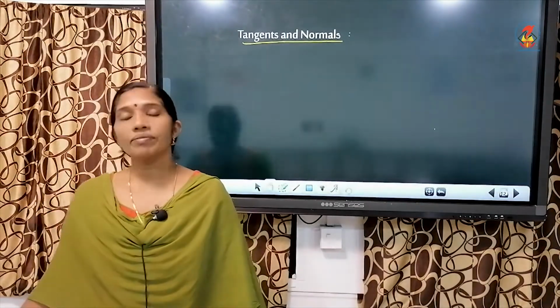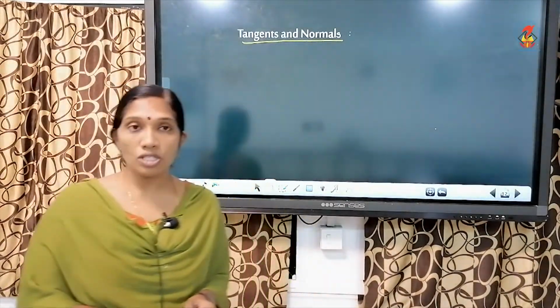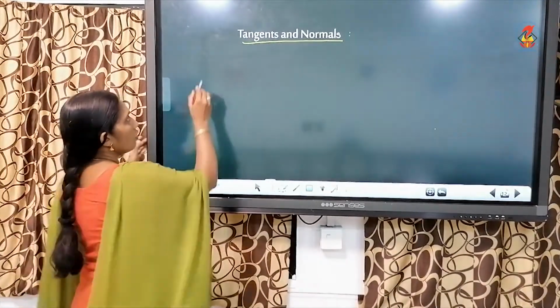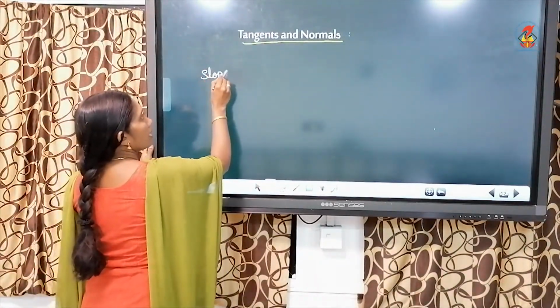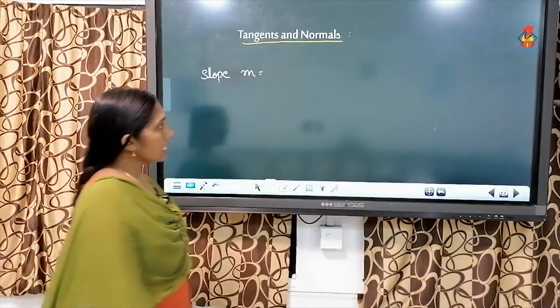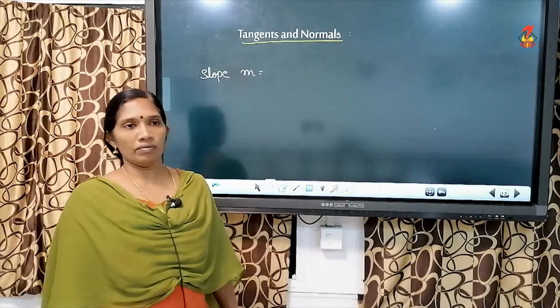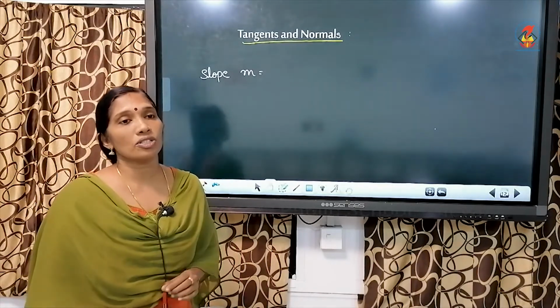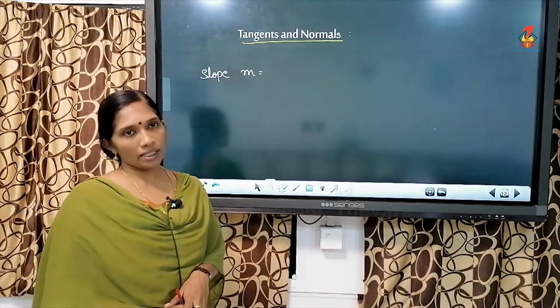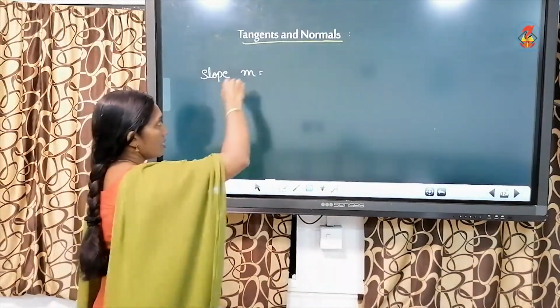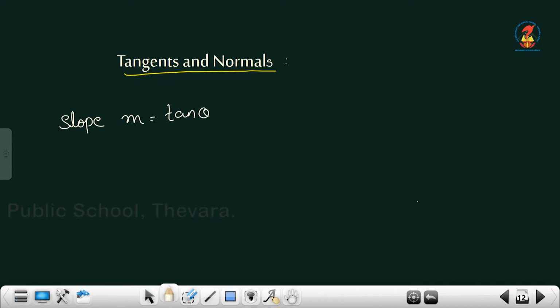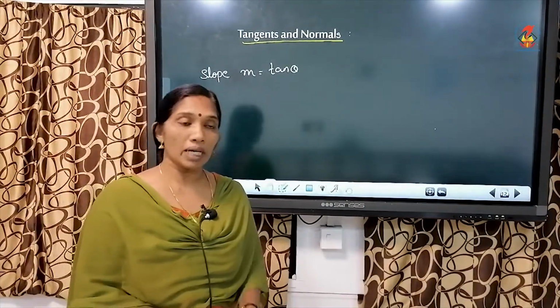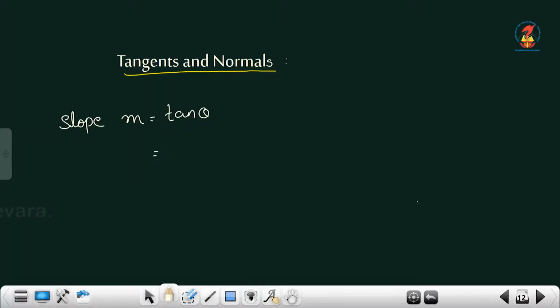So last year we have studied equation of straight line, slope of a line. What is the meaning of slope of a line? Slope of a line is denoted as m. If theta is the angle of inclination of a line, what do you mean by angle of inclination? The angle made by the line with the positive direction of x-axis and measured in the anti-clockwise direction. So if theta is the angle of inclination, slope we can calculate as tan theta. The other method is if a line passes through 2 points (x1, y1) and (x2, y2), then slope of the line is (y2 minus y1) by (x2 minus x1).